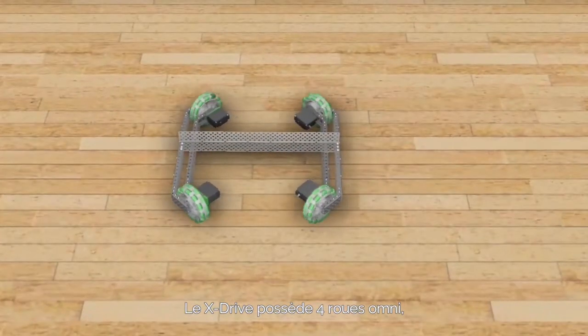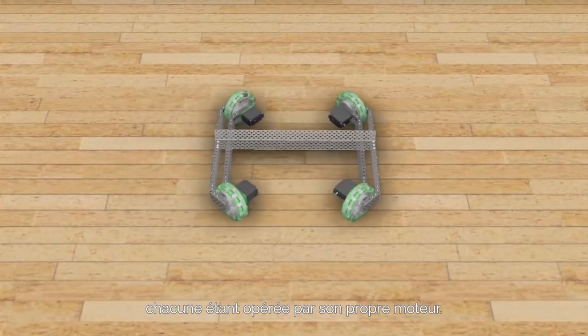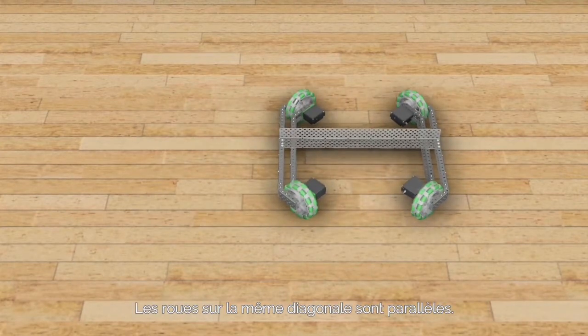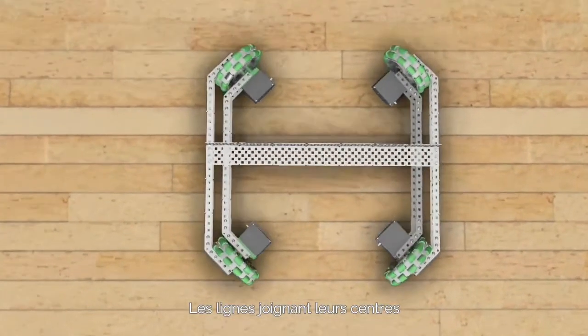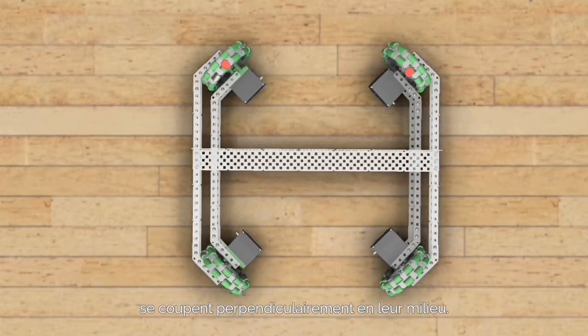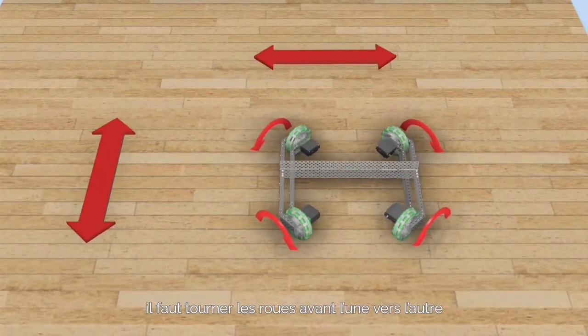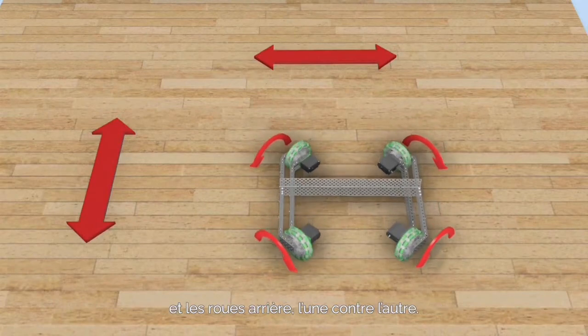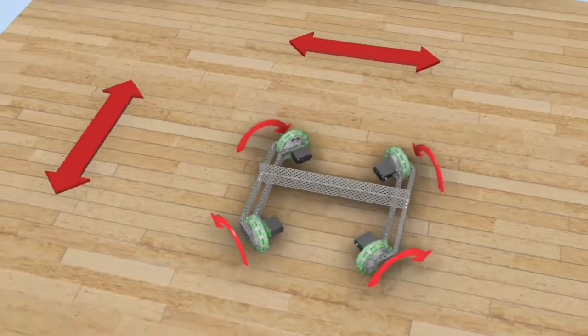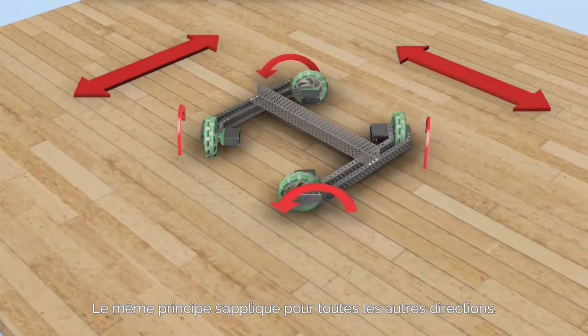This X drive features 4 omni wheels, each driven by its own motor. Wheels on the same diagonal are parallel. The lines joining their centers perpendicularly bisect each other. To move forwards, turn the front wheels towards each other and the back wheels away from each other. The same applies for the other directions.